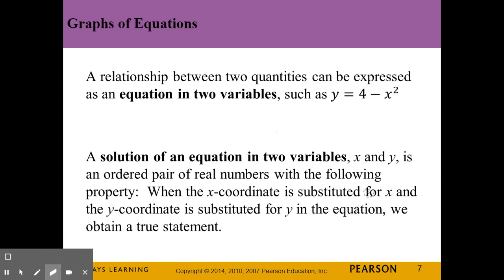Okay. The relationship between two quantities can be expressed as an equation. So y equals 4 minus x squared is an example of an equation. The solution of an equation in two variables, x and y, is an ordered pair of real numbers with the following properties. When the x coordinate is substituted for x and the y coordinate is substituted for y, we obtain a true statement. So basically, a solution to an equation is an ordered pair that makes it a true statement.